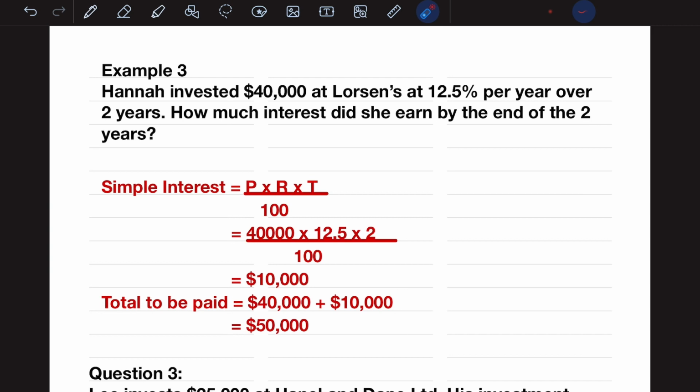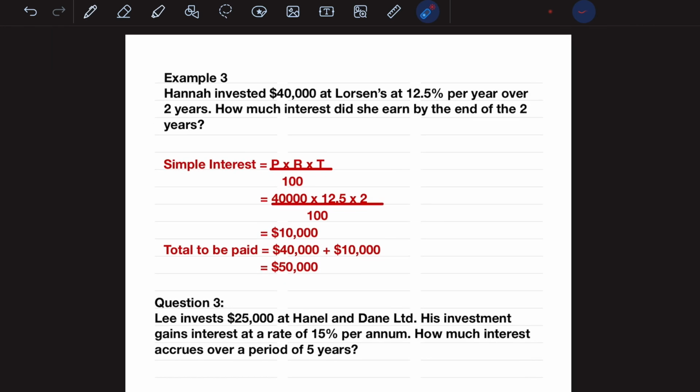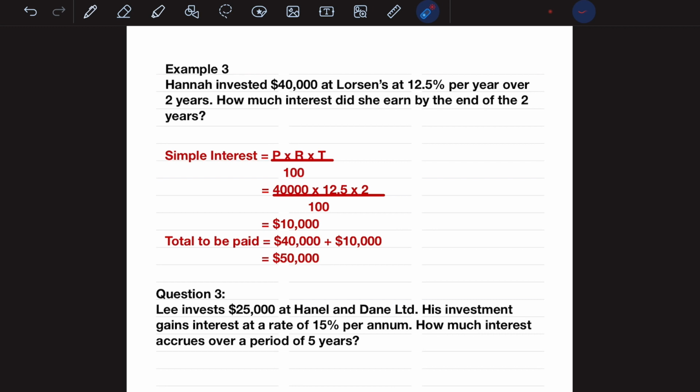So the total to be paid, or the total earned, well, I shouldn't say earned would be simple interest. So the total that she will get in return would be the principal amount plus the interest, which is 50,000. Alright, so question 3 is similar to example 3, so you can attempt that now.